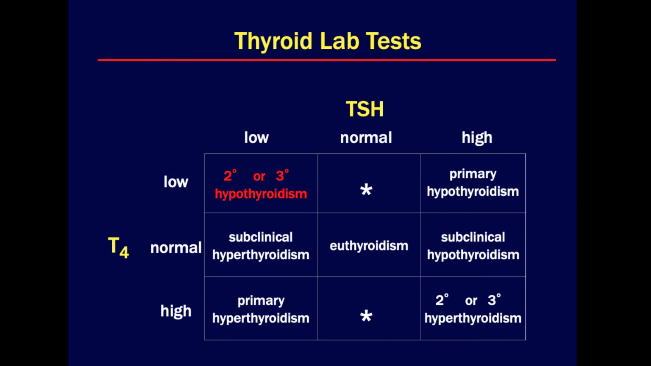Secondary or tertiary hypothyroidism is where both the TSH and the T4 levels are low. And so something, again, is wrong with the anterior pituitary or, excuse me, with the hypothalamus.